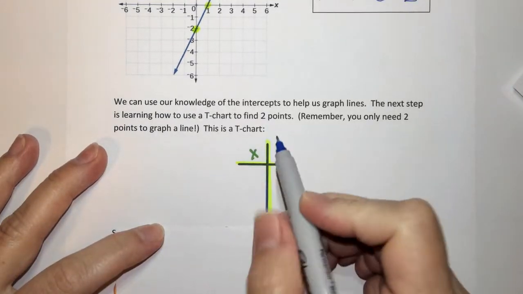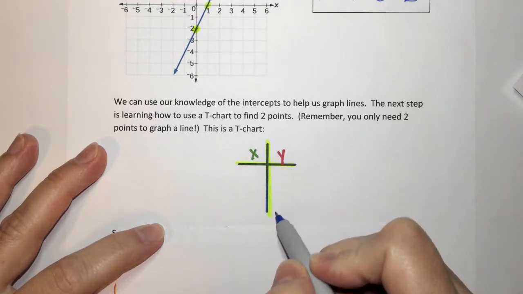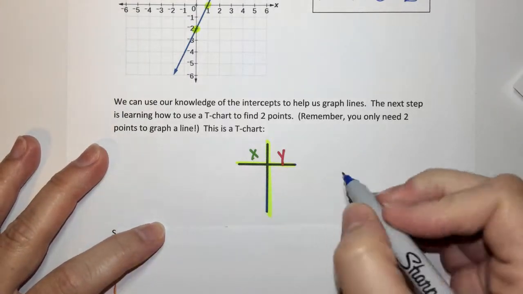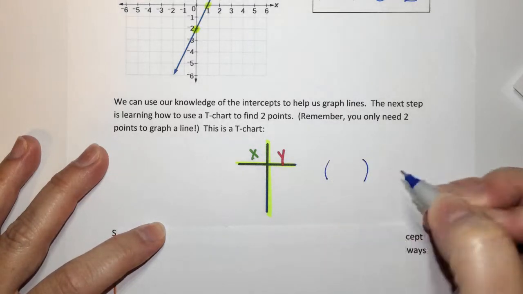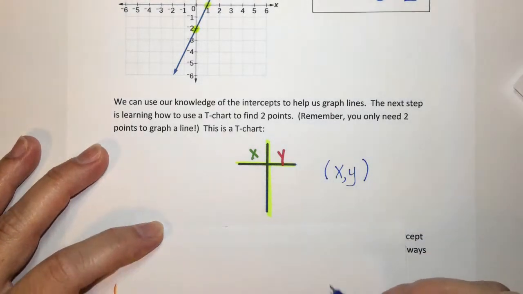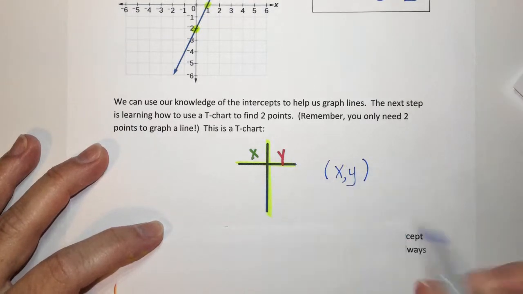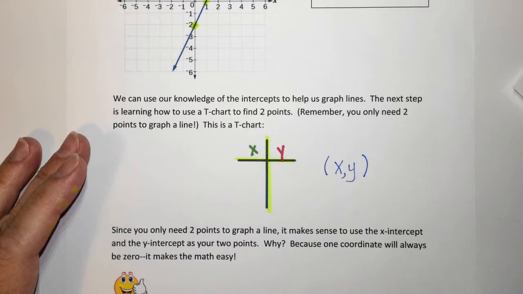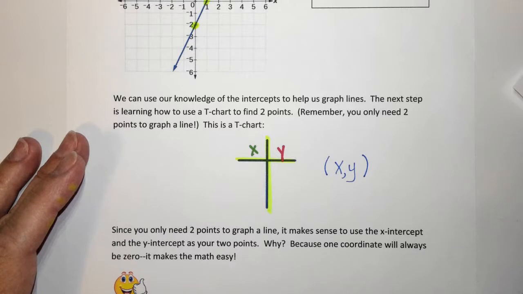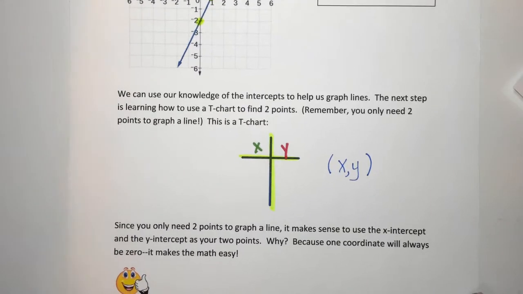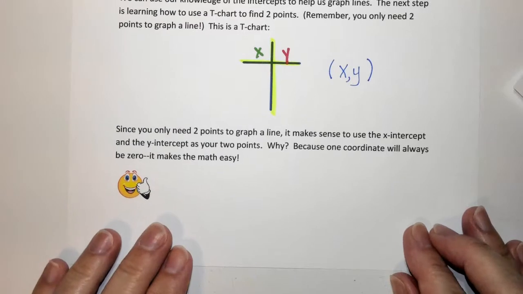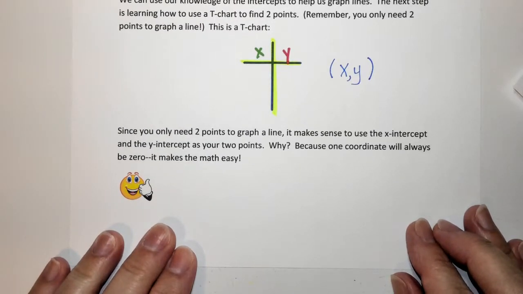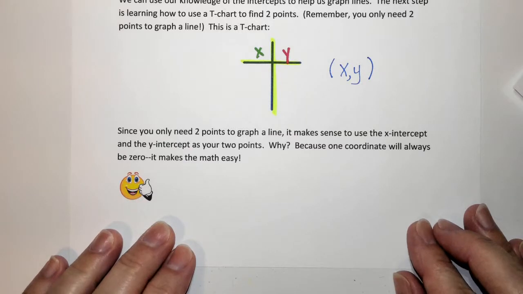In the left column here, you'll write the values for x. In the y column here, you'll write the values for y. And really, what you are going to be writing are your coordinates, x, comma, y. You'll just put the x number on the left and the y number on the right. Now, since you only need 2 points to graph a line, it makes sense to use the x-intercept and the y-intercept as your 2 points. Why? Because one coordinate will always be 0. That makes the math easy. Anytime you can multiply something by 0, you get 0. And I'm all about making the math easy. Next page.